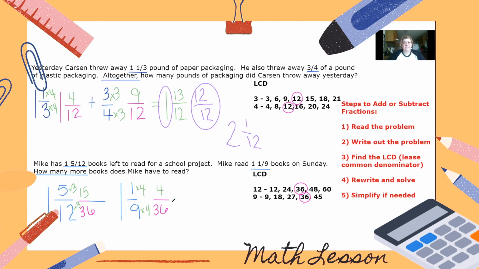Now we are ready to solve that problem. We're going to subtract our whole numbers first. 1 minus 1 is 0. 15 minus 4 is 11. My denominator stays the same, so I have 11/36 of a book left to read.